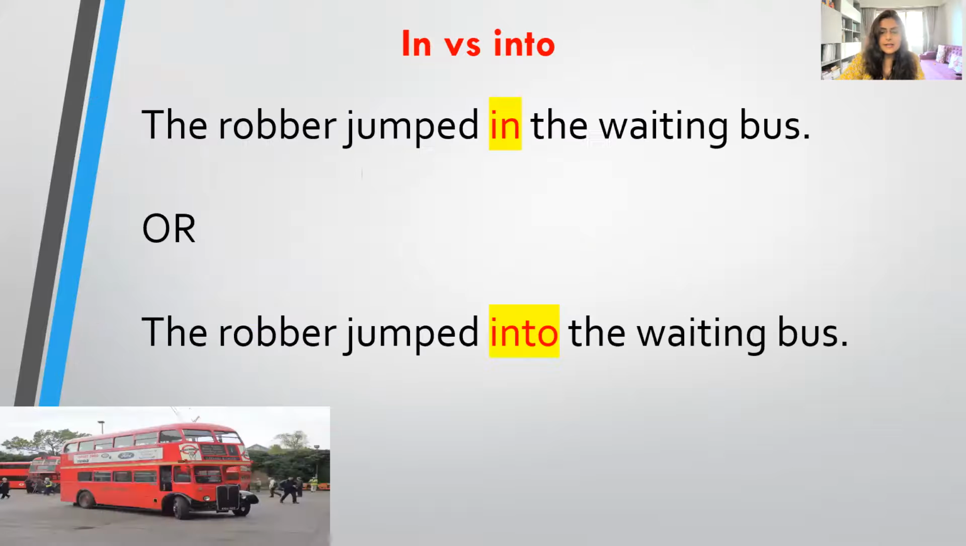Let's discuss one more example. Now let's solve this together. Which one is correct? The robber jumped in the waiting bus, or the robber jumped into the waiting bus? Jumped involves a movement along with a shift in location, which means initially he was outside the bus, then he jumped into the bus. So into is correct, because there is a shift in position and location happening. In is incorrect over here. Yes, friends, are we very clear?